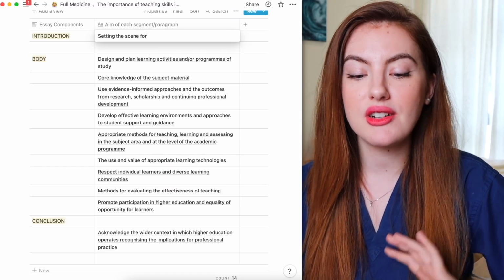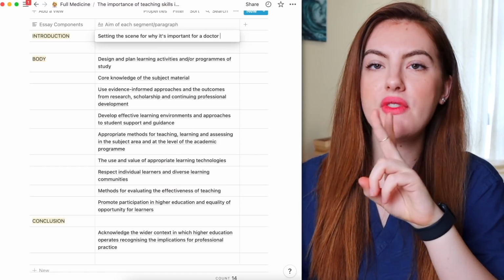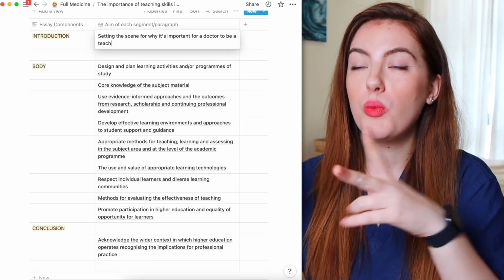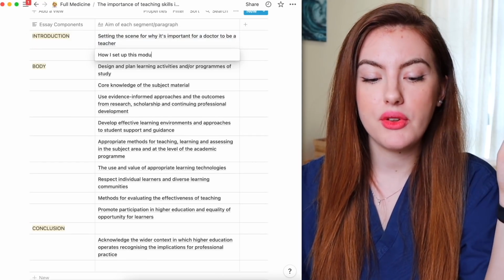If that makes any sense, and if you can wrap your mind around that. So in this case, I think I'm going to start by writing why it's important for a doctor to be a teacher, and that's going to be my first paragraph. And my second paragraph is going to talk about why I'm writing this essay at all and kind of the experiences that I did. And I think this would be fine for the introduction.